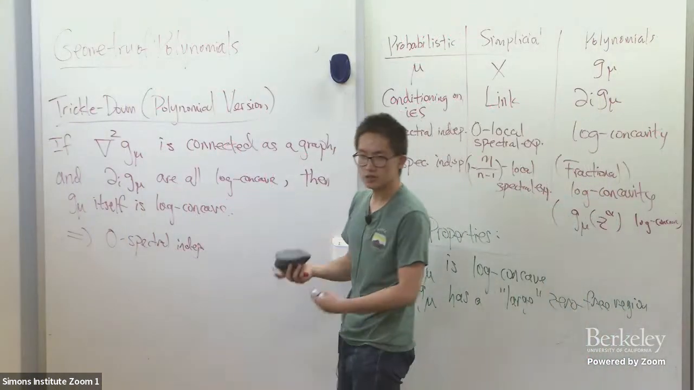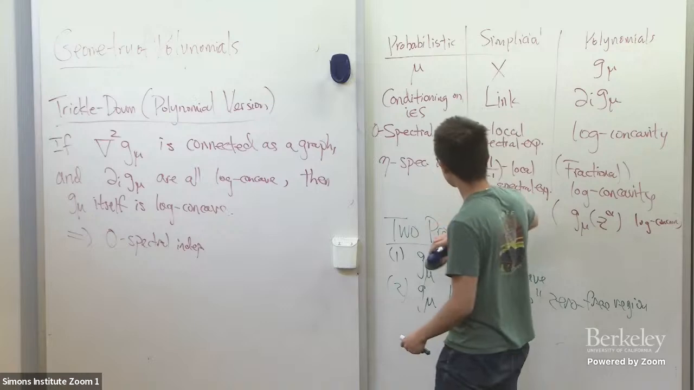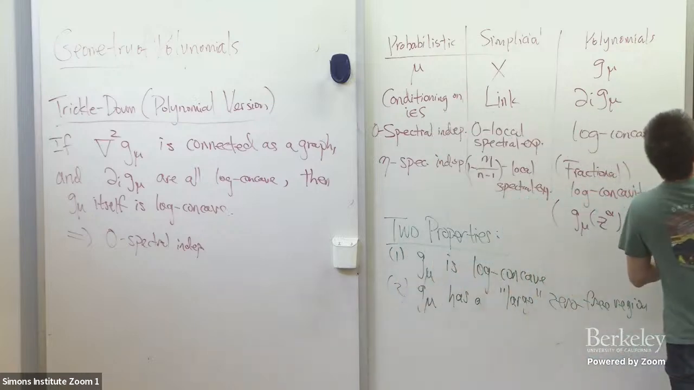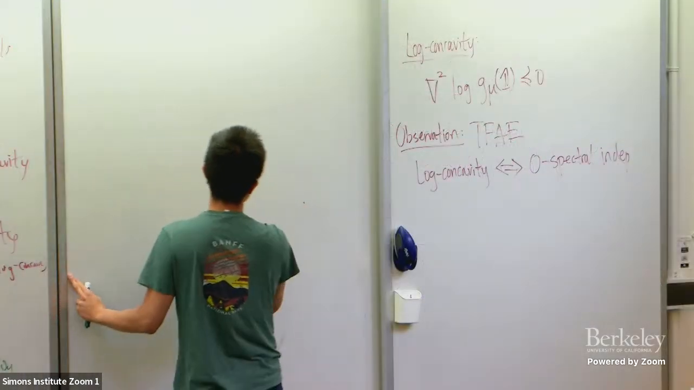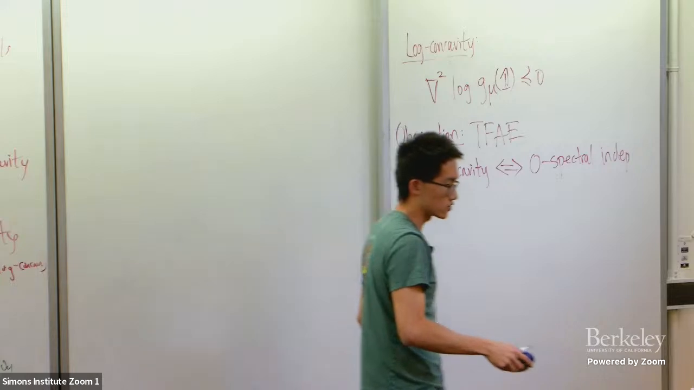Let me give you an example. Maybe let's talk about the example of spanning trees. We saw earlier how to do spanning trees using, say, negative correlation, but if you use log-concavity, you can get sharper results.